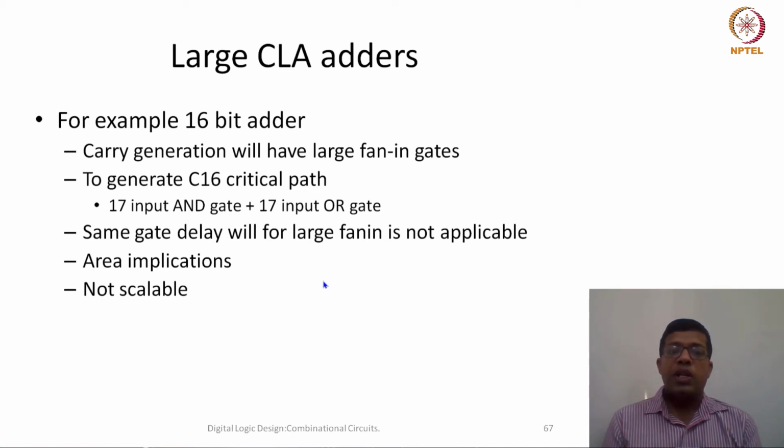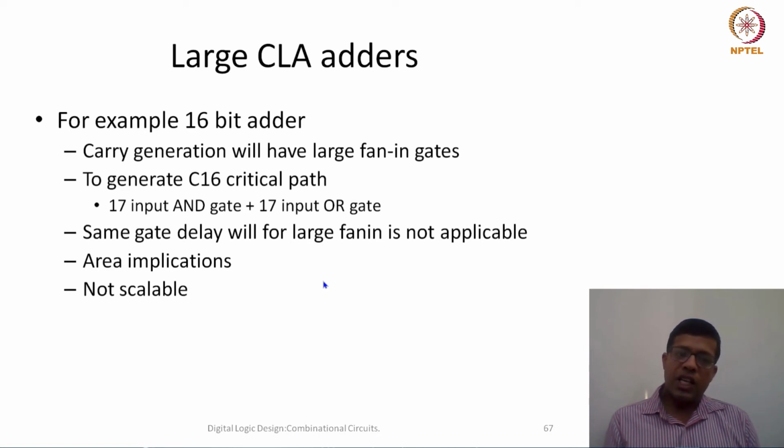Similarly, the area implications are also going to be huge, because to generate a 17-input AND gate or 17-input OR gate, we would require multiple levels of logic, and that multi-level logic would contribute to delays. Similarly, it will also contribute to area. So your area will keep on increasing as we increase the number of stages in our look ahead. So that essentially means that this CLA is not a very scalable approach.